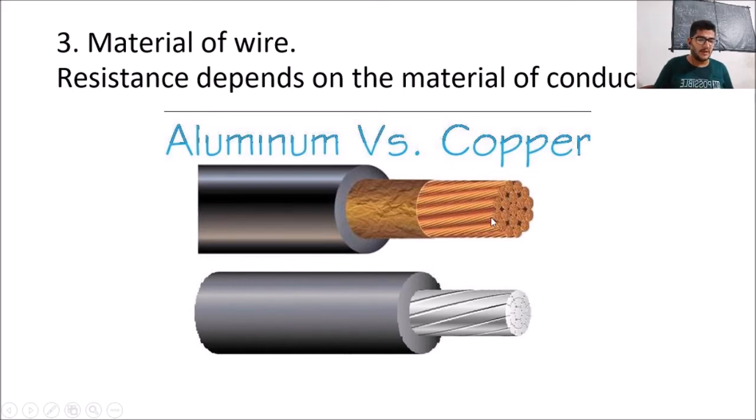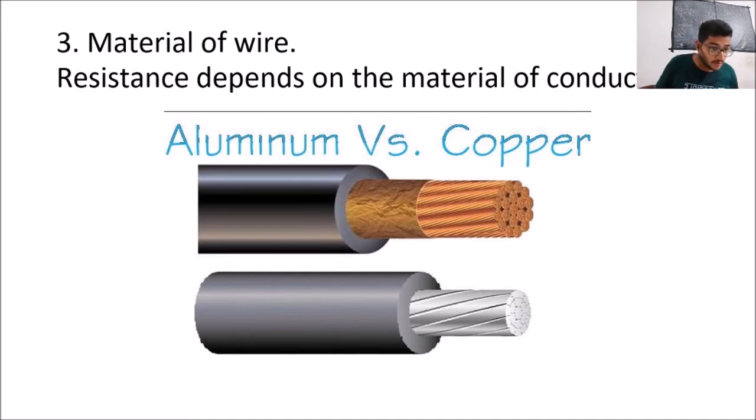Like, if we see, aluminum is a less good conductor of electricity than copper. Copper is more efficient than aluminum, and that is why we use copper in most applications. Aluminum is also usable, but right now we are using copper much more, as we can see in the market. So it depends on the material. If we take silver, the resistance is less, and it is a good conductor of electricity.